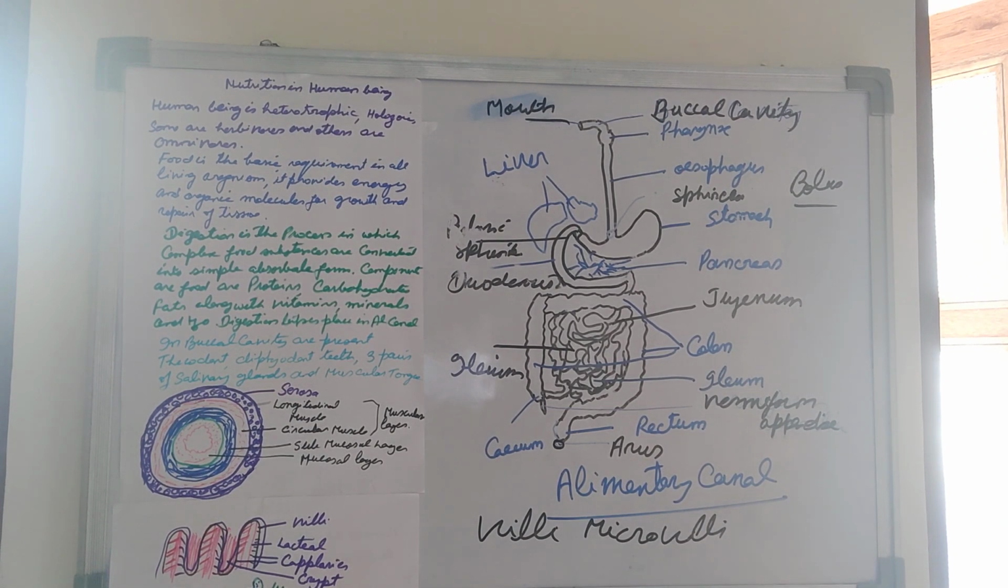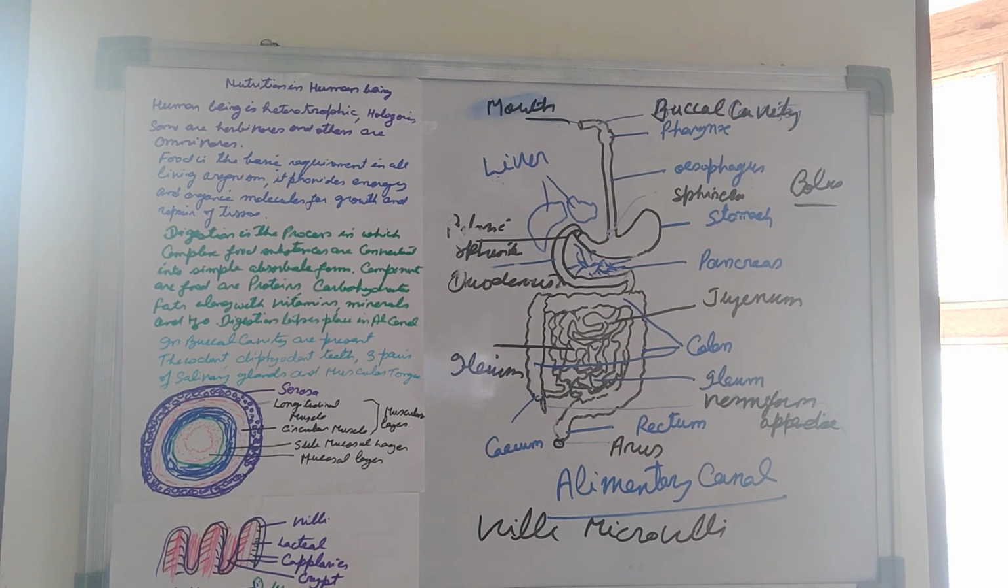In addition to these organs, glands are also associated with digestion. Which are those glands? Salivary glands in the buccal cavity, gastric glands in the stomach, pancreatic gland, liver, and intestinal glands in the intestine. These glands participate in digestion by producing enzymes, hormones and juices which contain enzymes. These enzymes are biocatalysts, and they help in the digestion of food.